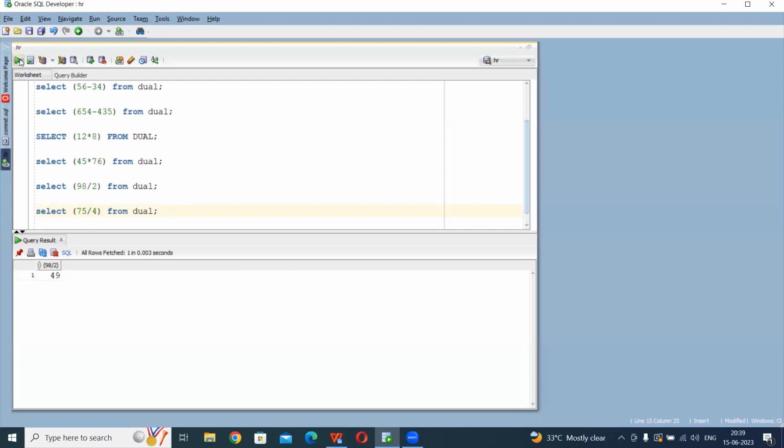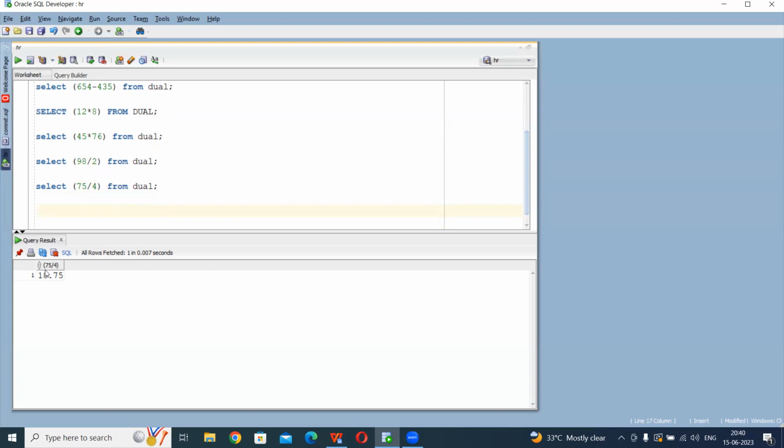So we need to run the query. I'm running the query and the output has been displayed to us. If we divide 75 by 4, we would be getting our output as 18.75. So the same has been displayed to us in the output. So this is about the division operator. Now we'll go for the next arithmetic operator.